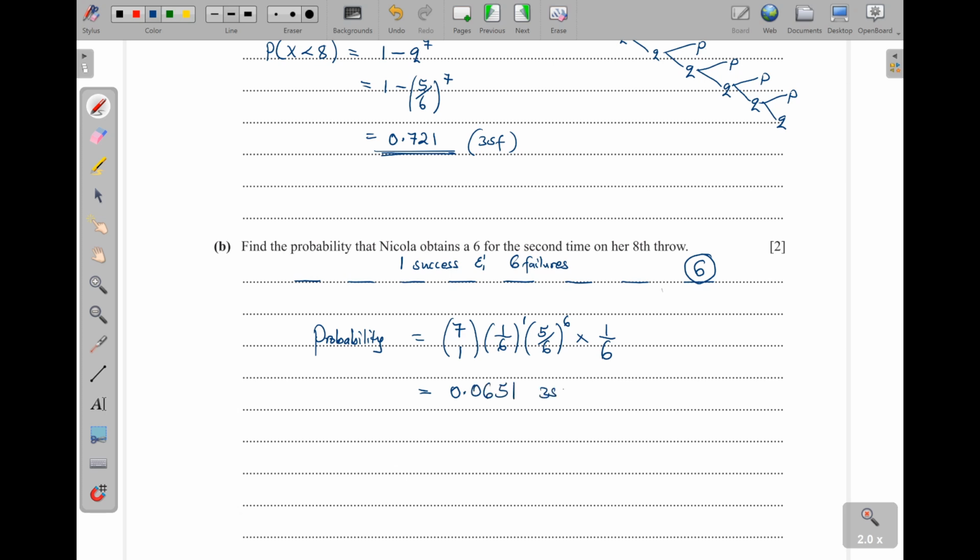0.0651 to three significant figures. That is that. Question 2.